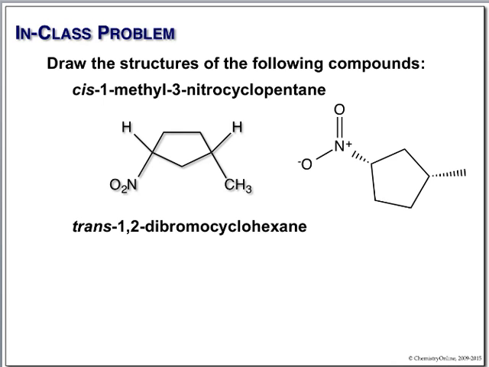Last one here, trans-1,2-dibromocyclohexane. Very simple. Draw your backbone. Go to carbons 1 and 2. Put in axial equatorial groups. If they are trans, the two bromines must be either both axial or both equatorial. We know darn well putting them axial is bad, so draw them equatorial. Very simple. Cyclohexane.